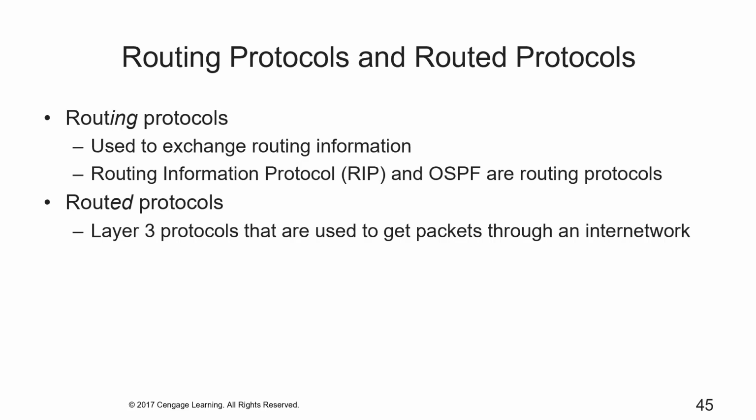So there's two types of protocols that cross an internetwork: routing protocols and routed protocols. Routing protocols are used to exchange routing information. Routing Information Protocol, or RIP, or Open Shortest Path First, OSPF, are different routing protocols. Routed protocols are layer 3 protocols that are used to get packets through an internetwork.